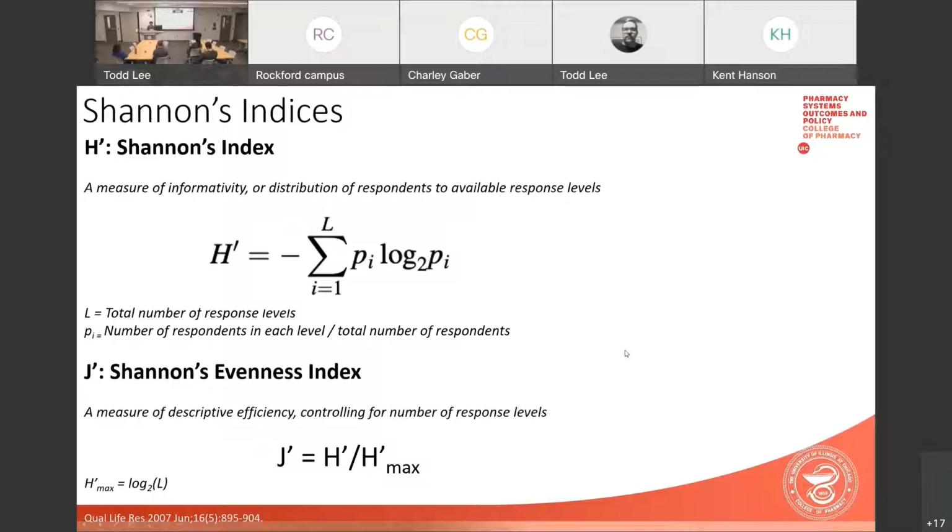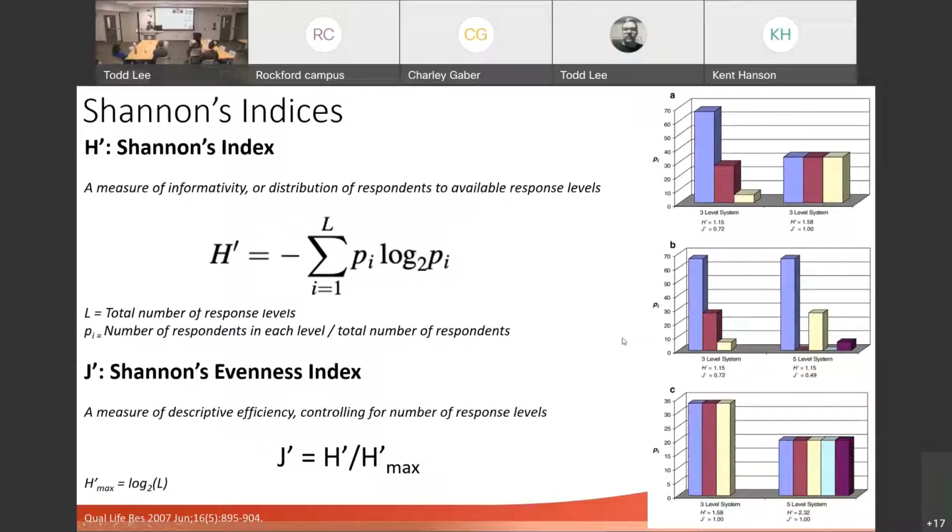So it's all pretty confusing. Hopefully this picture can help. So let's walk through this. In figure A, we have a skewed distribution compared to a more rectangular distribution. And we can see both have 3 levels. H prime is maximized when you have even distribution of respondents among those response levels. This also means that your J prime, or the evenness index, is 1, which is its maximum value, representing a completely rectangular distribution. And you can see that the J prime is lower in the skewed distribution.